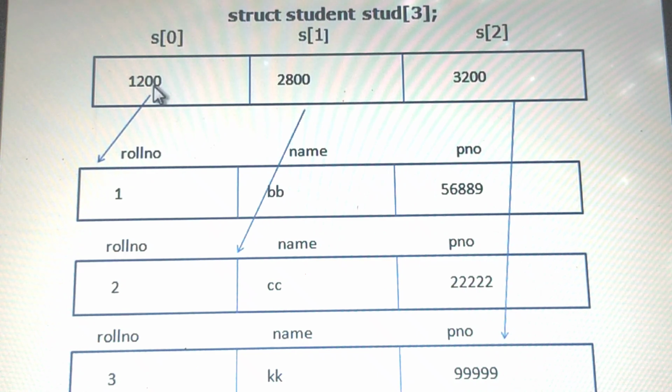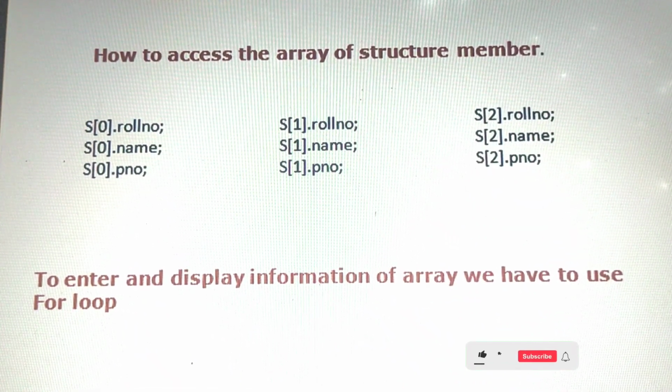This information is stored under this address. The second student's information is stored under this address, and the third student's information is stored under this address. In such a way, the memory would be allocated for an array of structures. This is the array of structure members.